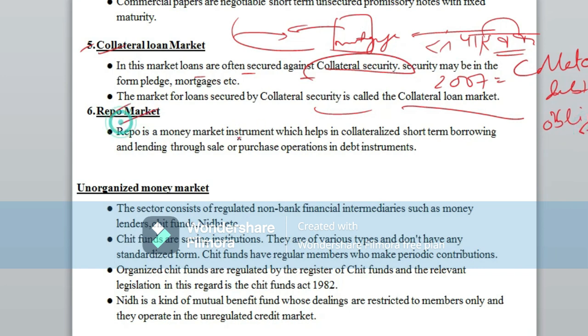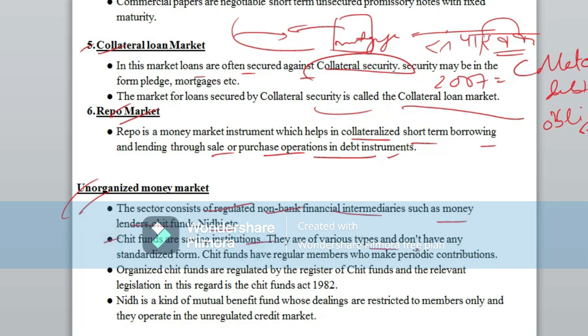Now what is repo market? Repo is a money market instrument which helps in collateralization of short-term borrowing and lending through sale and purchase operation in the debt instrument. Then comes the unorganized money market. The sector consists of non-banking financial intermediaries such as money lenders, chit fund, nidhi, etc. So what is a chit fund? Chit funds are saving institutions.